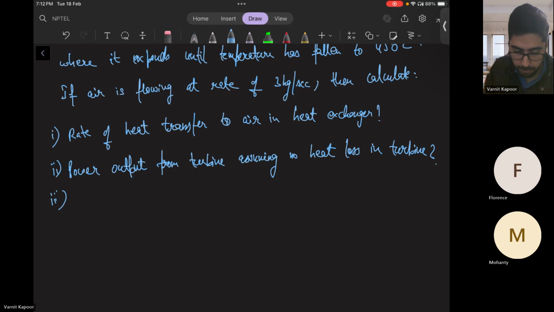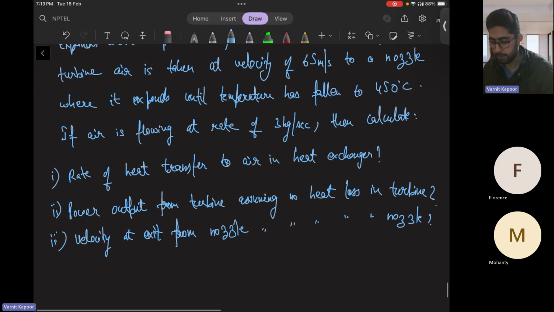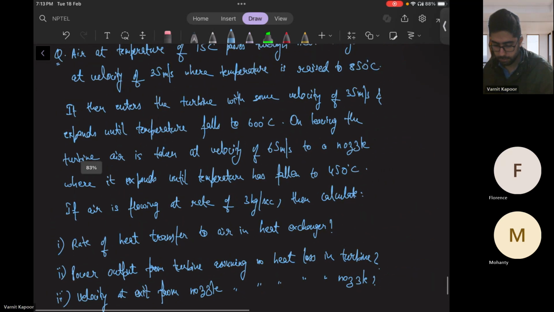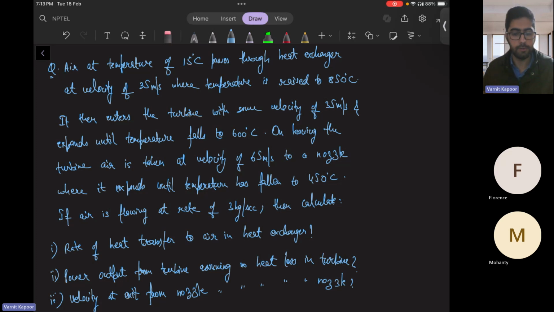Third, velocity at exit from nozzle, assuming no heat loss in nozzle. Pretty simple question. You have to use SFEE. So zoom out. Take a few minutes, solve it, then we'll get back to the solution. I'll also solve it for you.